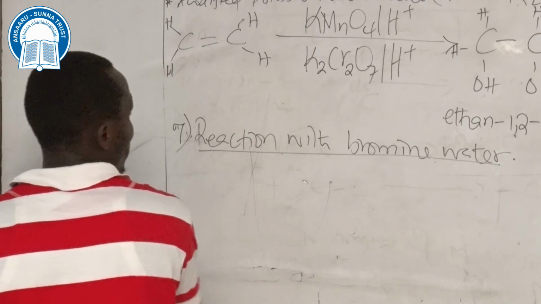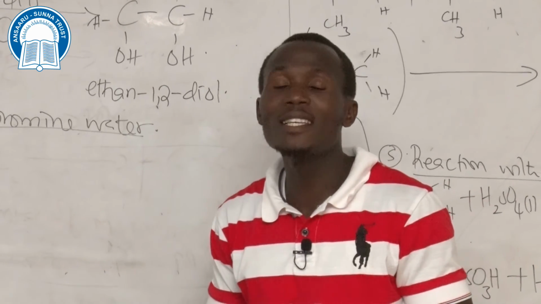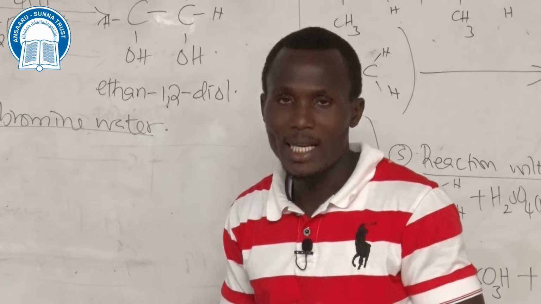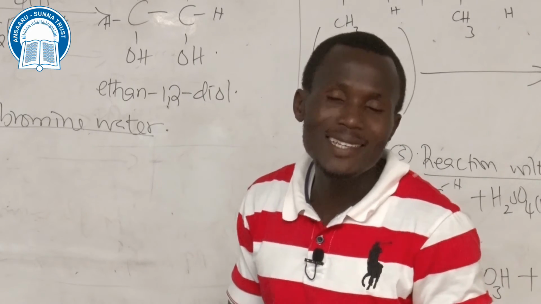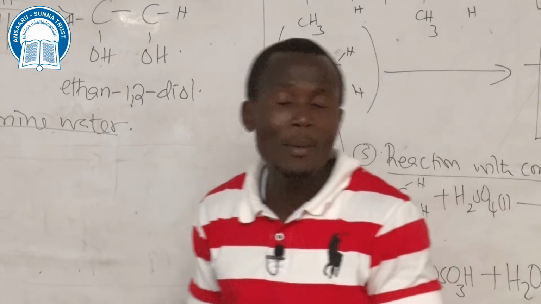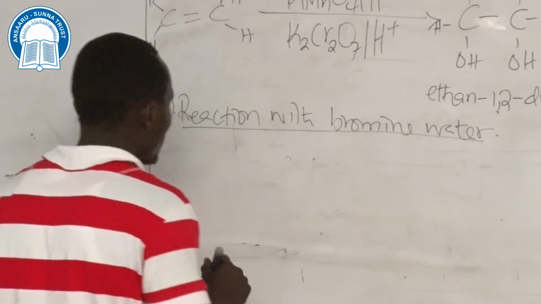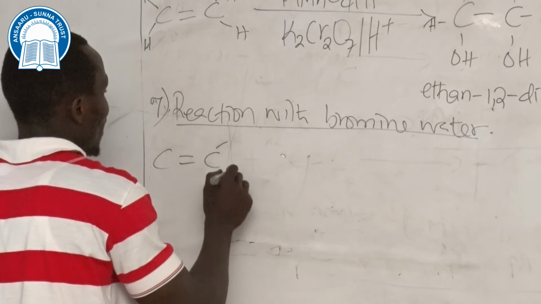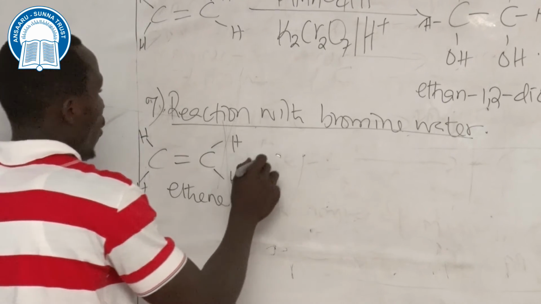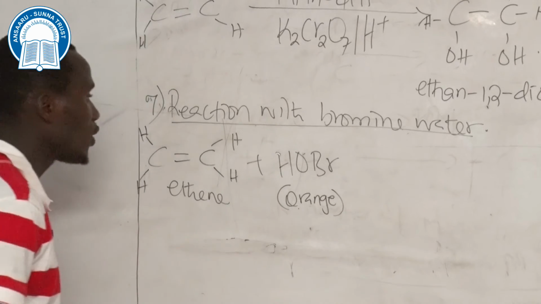Bromine water also oxidizes alkenes to alkanols. The color of bromine water is orange, and it turns colorless, so it gets decolorized. Bromine water is used for the test of unsaturation, that is, the presence of a double bond or triple bond in hydrocarbons. So we say that if we have hydrogen, hydrogen, hydrogen, hydrogen, this one here is ethene. We are reacting it with HOBr, which is orange. Bromine water is orange in color.